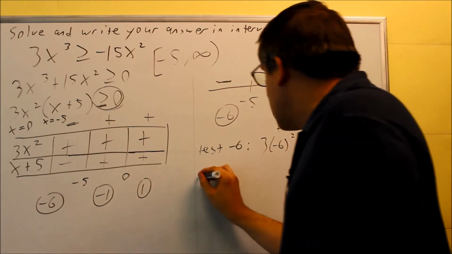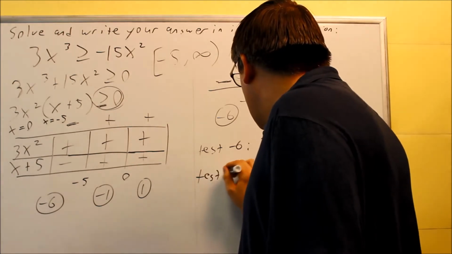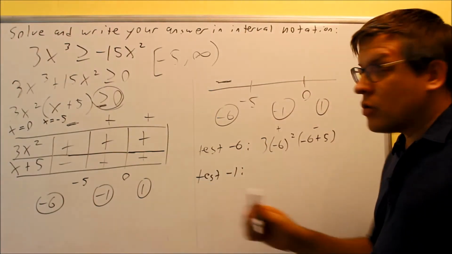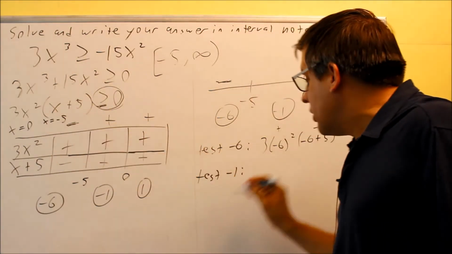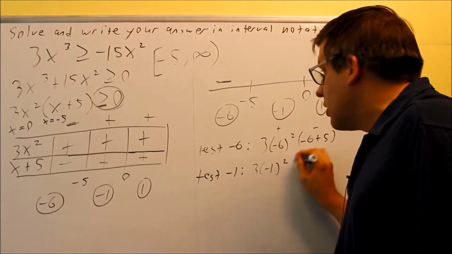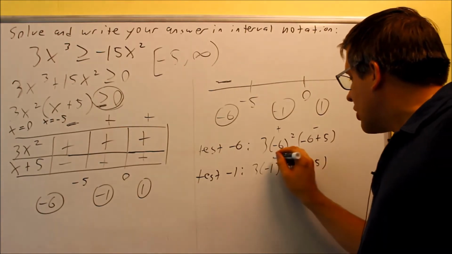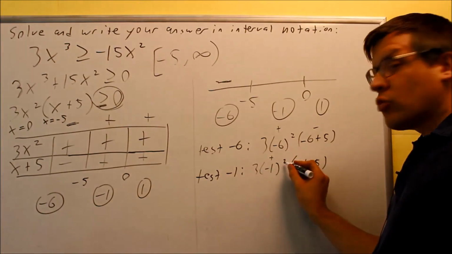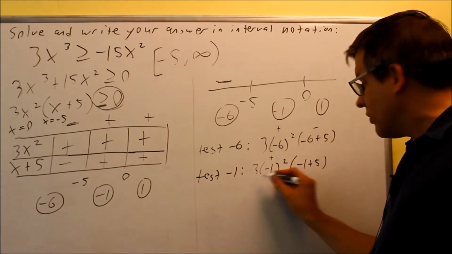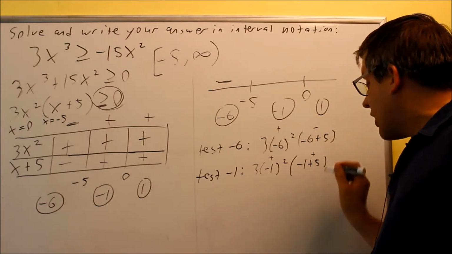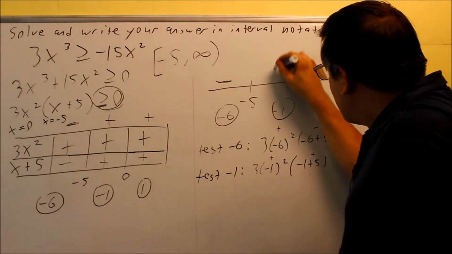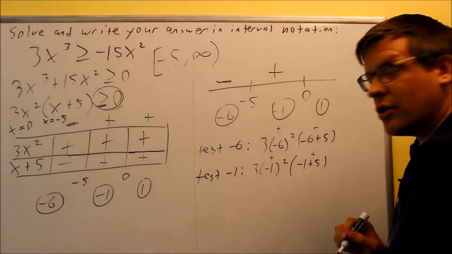Then I'm going to do the next test point. I'm going to test -1. -1 goes into the bottom one, the same one again. -1 squared, and -1 plus 5. This number is going to be positive because -1 squared is positive, times 3 is positive. This part's also positive, -1 plus 5. So actually everything ends up being positive, so I'll put a plus in there.